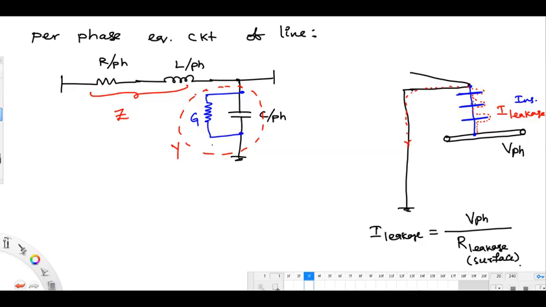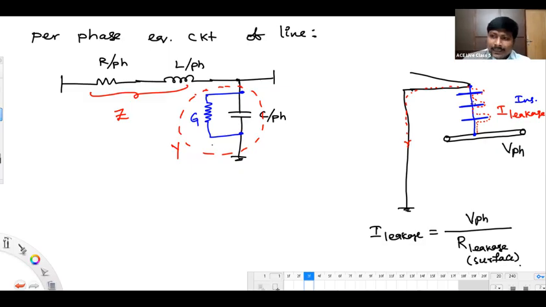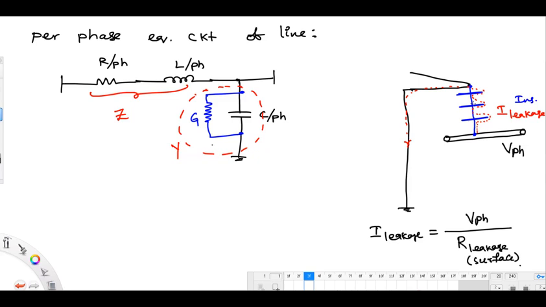Very simple. If you are applying some voltage across any body, whether it is an insulator, conductor, semiconductor, whatever it is, definitely some amount of current will flow. Whether it is low or high depends upon the material property.